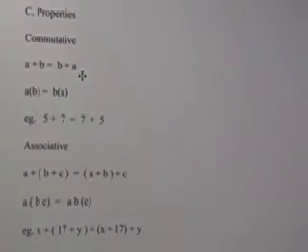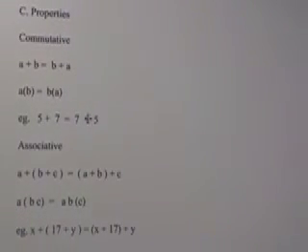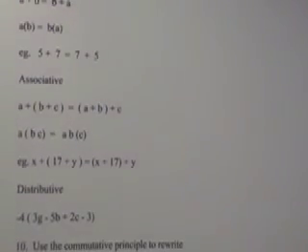A plus B equals B plus A. The commutative principle means you switch them. So whatever it is, you switch them. 5 plus 7, 7 plus 5. If you're asked to write a problem using the commutative principle, then go ahead and do it. It's easy. What says x plus 7 equals what?